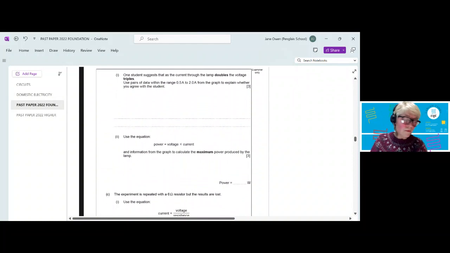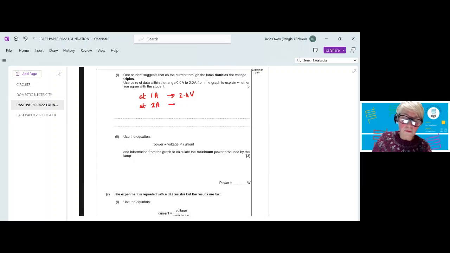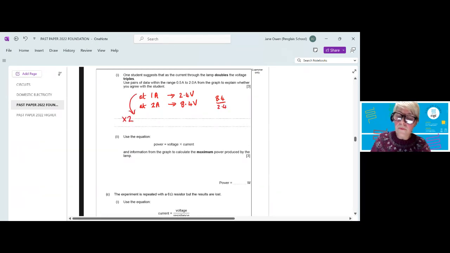So you can put all of your values in. So at 1 amp, the reading is 2.4 volts. At 2 amps, so there's my pair of readings, it's 8.4 volts. Now this is the trick: you've got to divide 8.4 by 2.4 to see what the factor is. The current doubles, and then what do these two do? They increase by a factor of 3.5. So therefore, disagree.